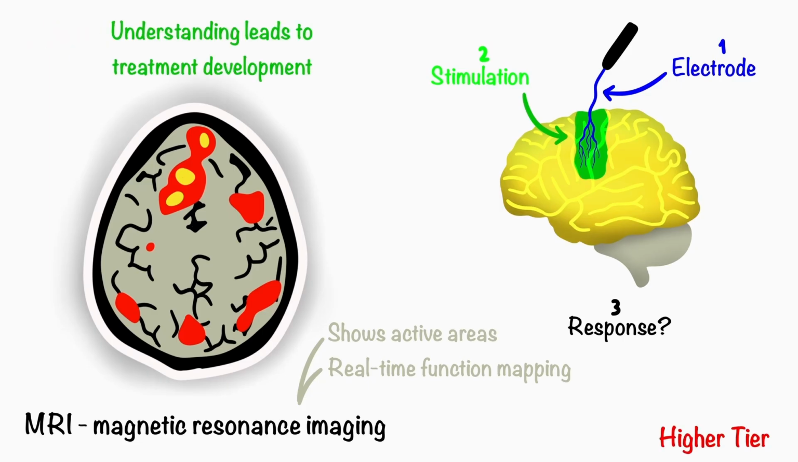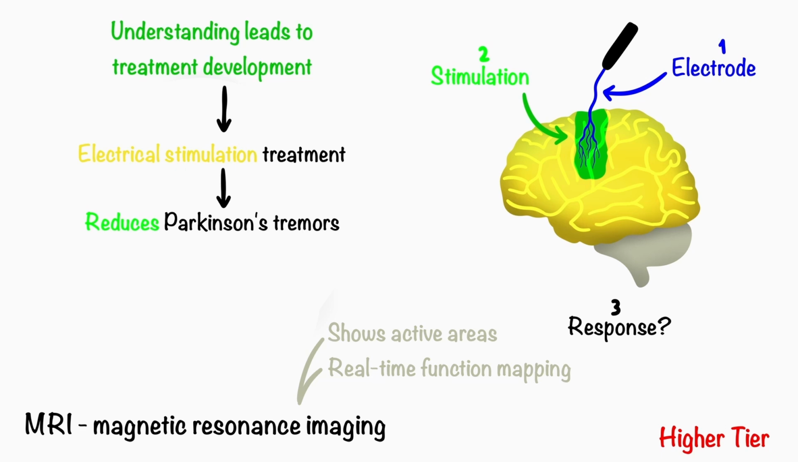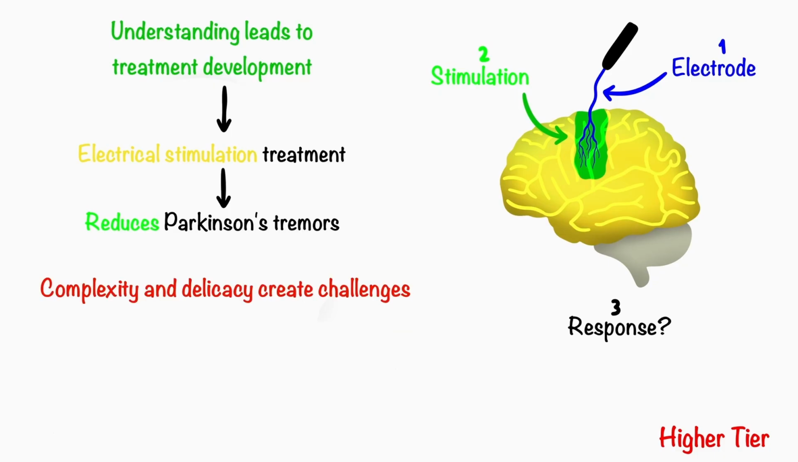Knowledge of how the brain works has led to the development of treatments for disorders of the nervous system. For example, electrical stimulation of the brain can help reduce muscle tremors caused by nervous system disorders, such as Parkinson's disease. However, the brain is incredibly complex and delicate.